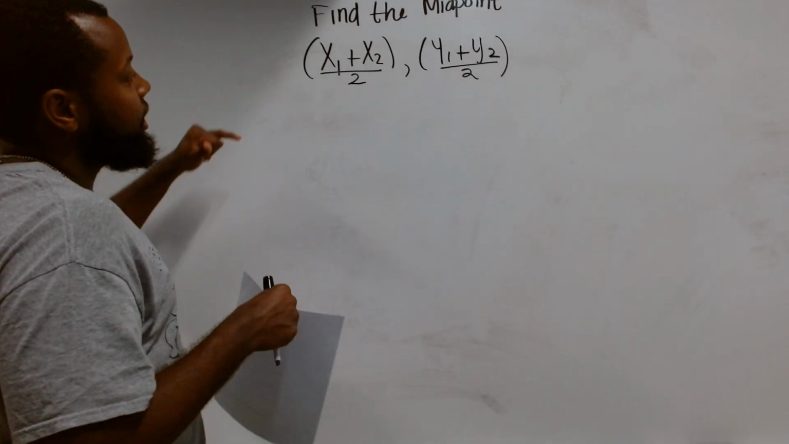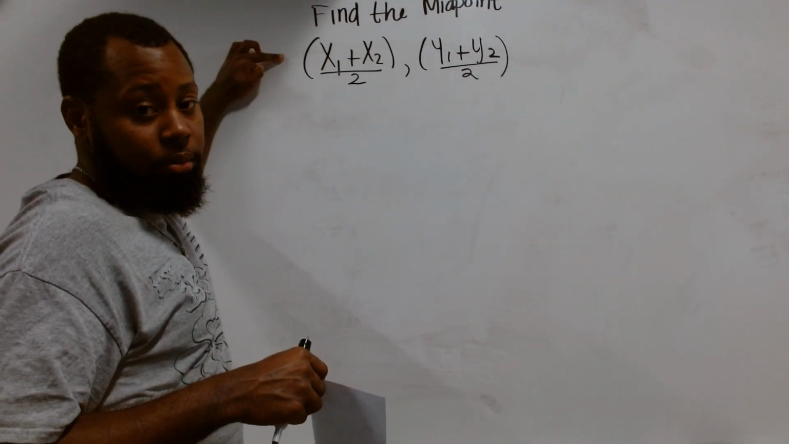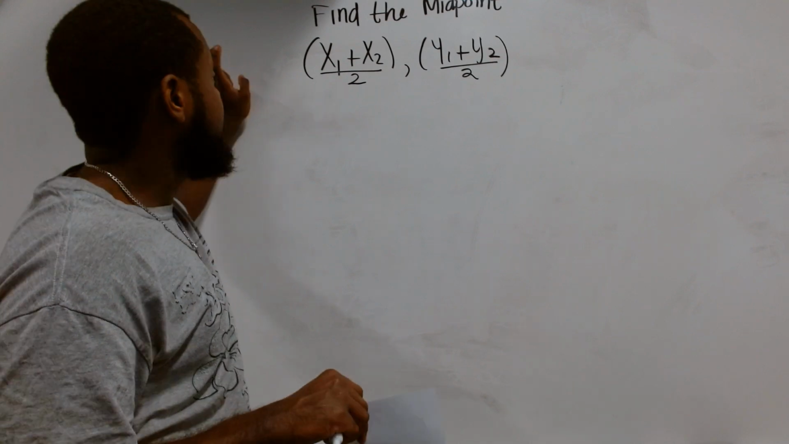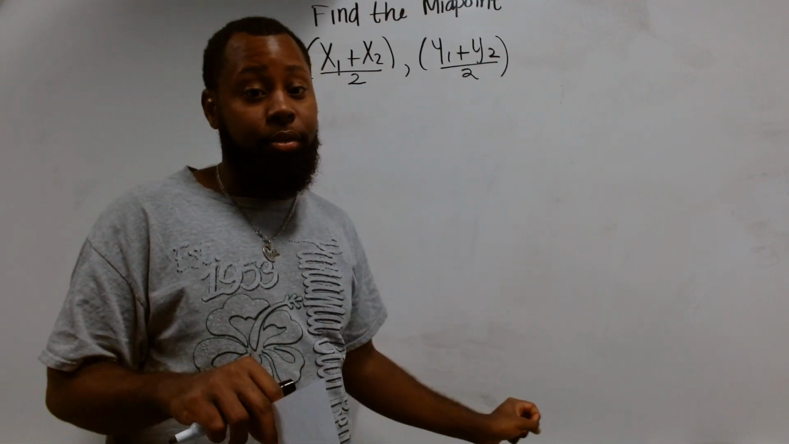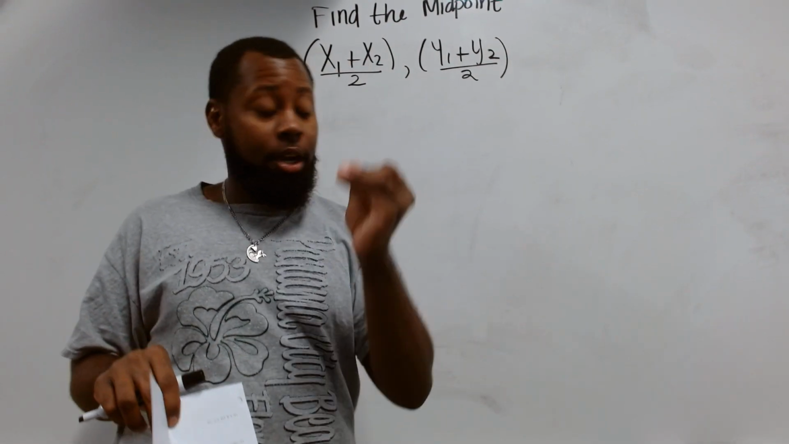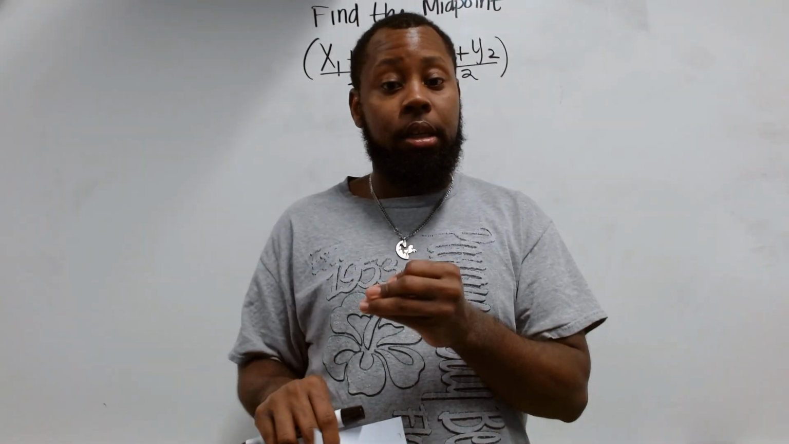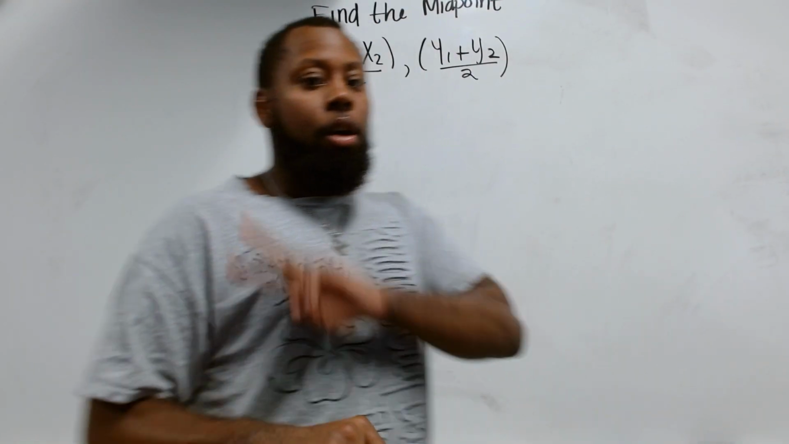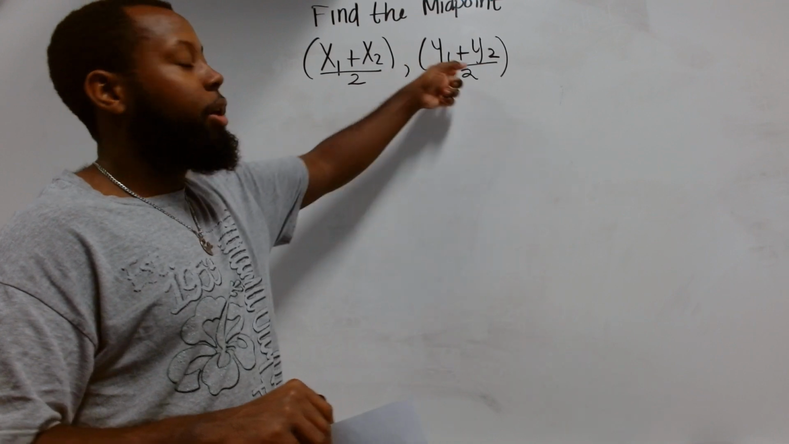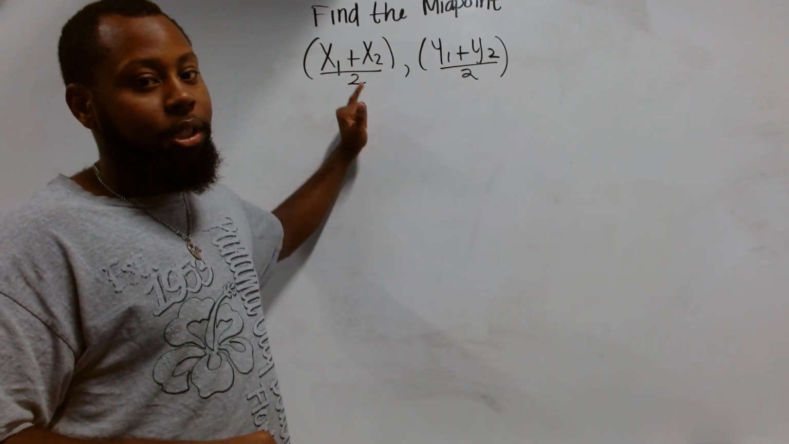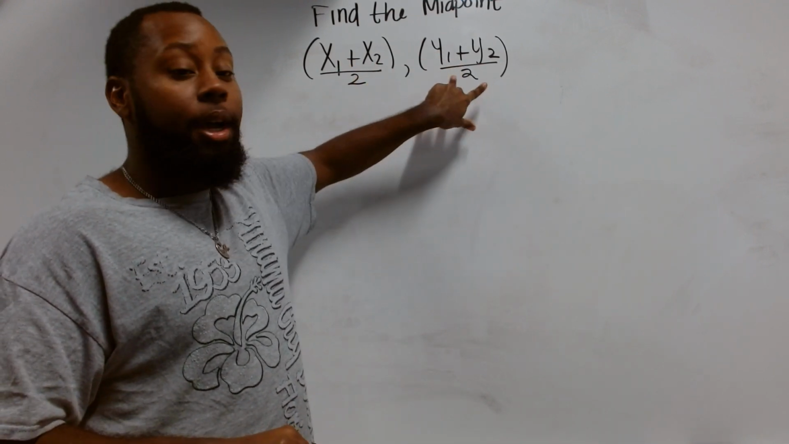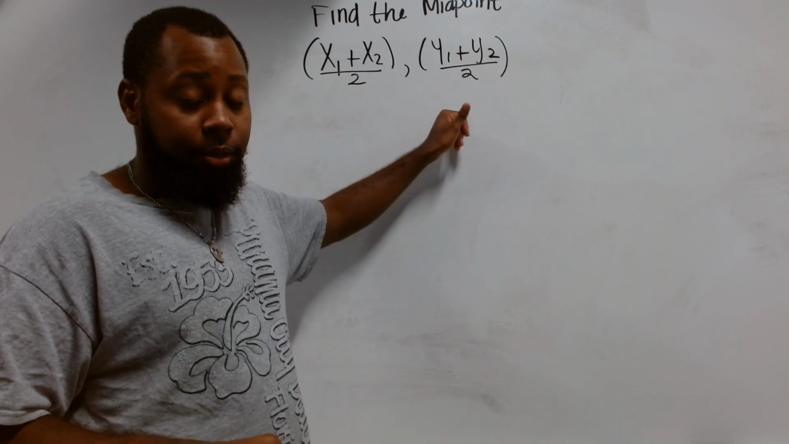Midpoint, this is the formula: x1 plus x2 divided by 2. Remember, just how we did those problems on the last video, same way. You add the two numbers and you divide by 2.